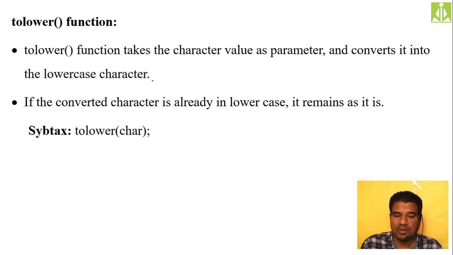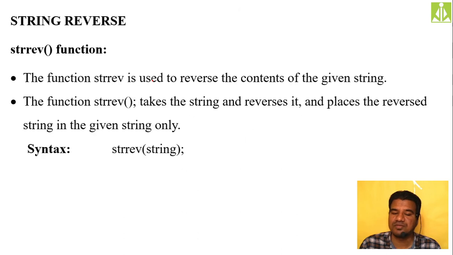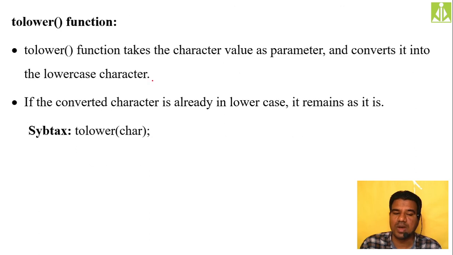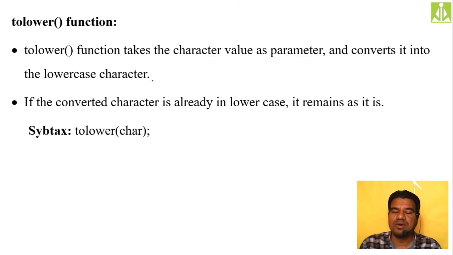And if the character is in smaller case, it will convert into upper. Okay, these are character manipulation functions, they are not string manipulation functions. Up to string reverse they are string manipulation functions. But when we talk about toupper, tolower, toascii, they are character manipulation functions, and they will take the characters and manipulate them. They will operate on characters. So toupper will convert the given small case character into an uppercase character. Tolower converts an uppercase character to a small case character.